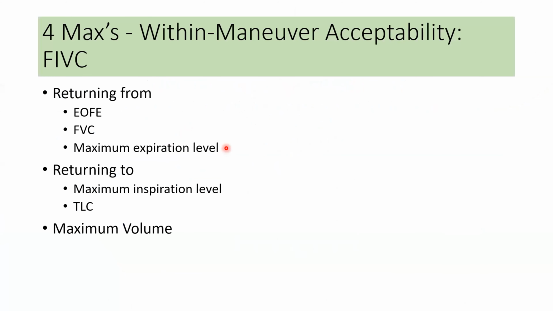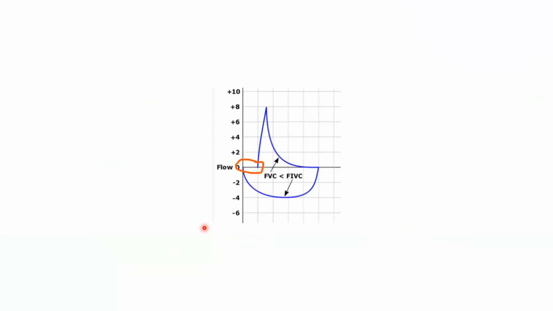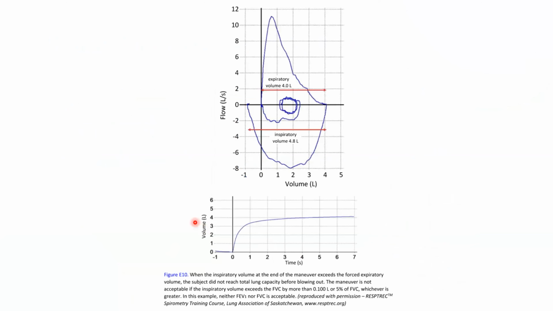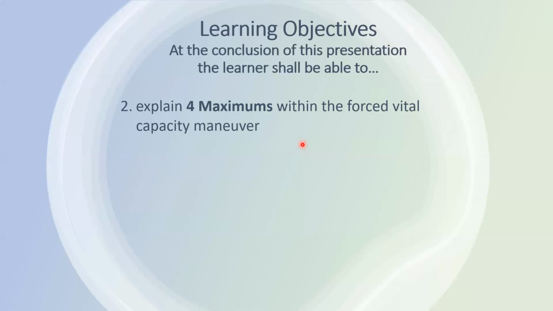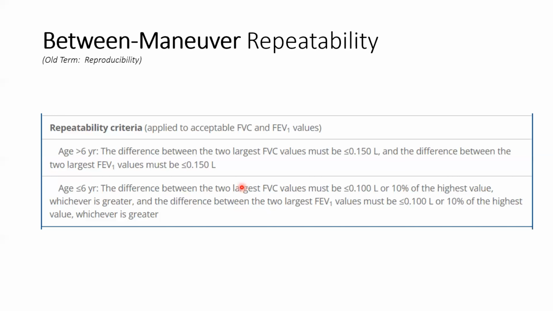All right, so FIVC starts from that maximal expiratory level, goes back to the maximal inspiratory level, and you want to make sure that it's the maximum volume. You don't want it too big, and you don't want it too small. All right. So we've talked about the spirometry procedure, acceptability, usability, and repeatability.